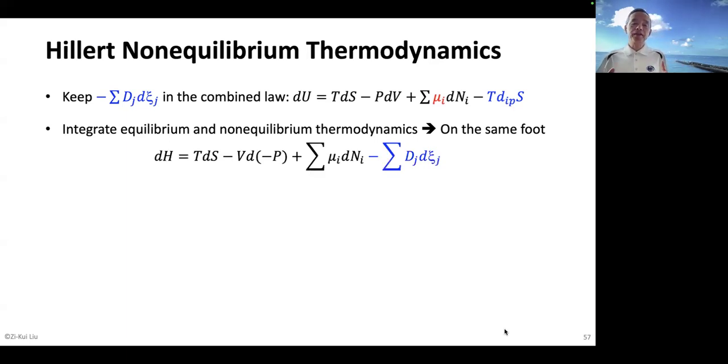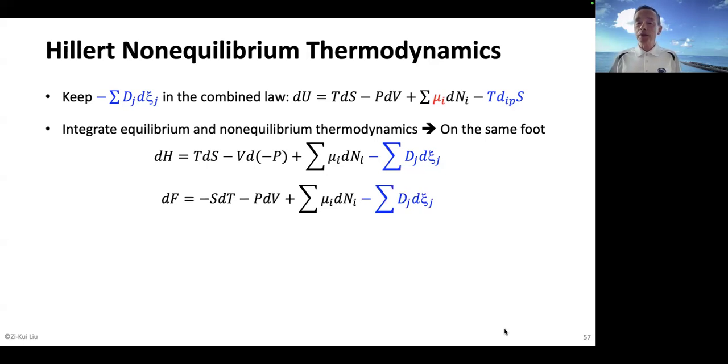So now, of course, we can extend this to beyond internal energy. We can do enthalpy. Now, basically change the V and P, make minus V and P to be the natural variables of enthalpy. But again, we keep this enthalpy production term.